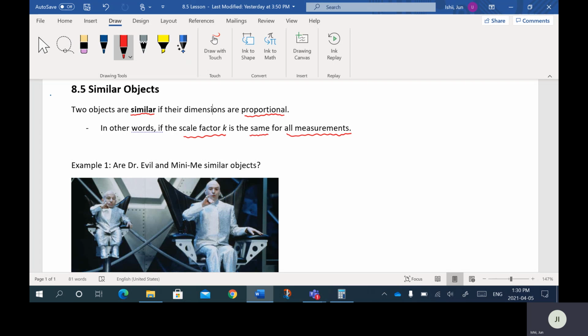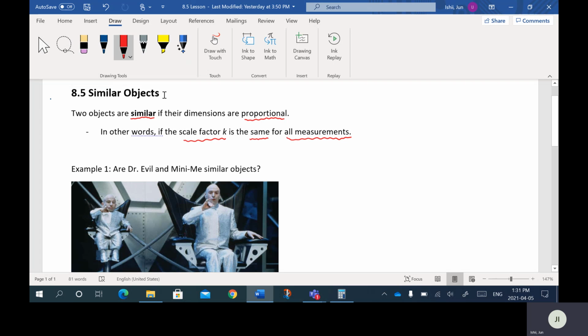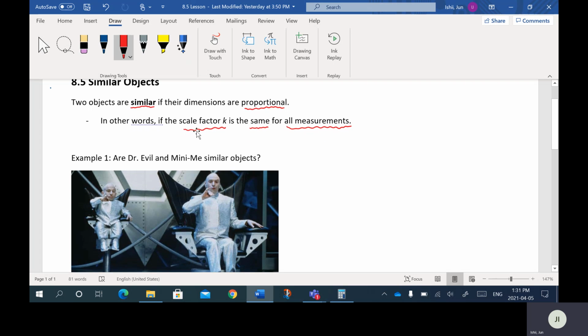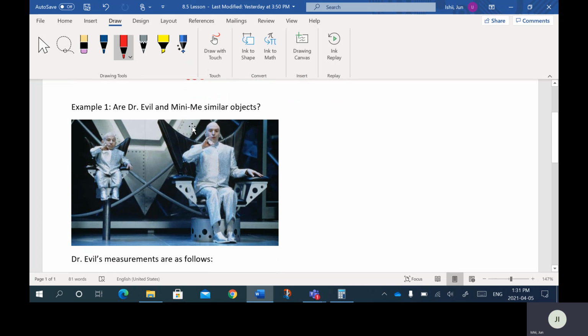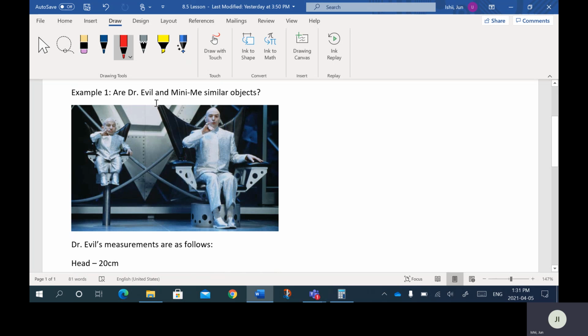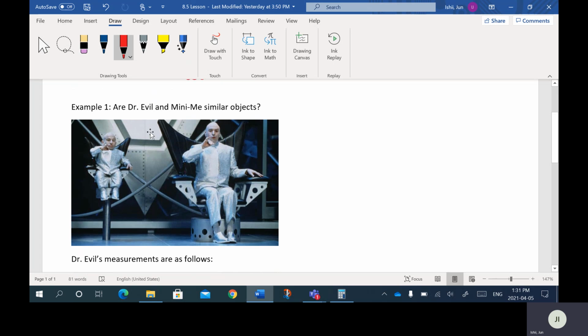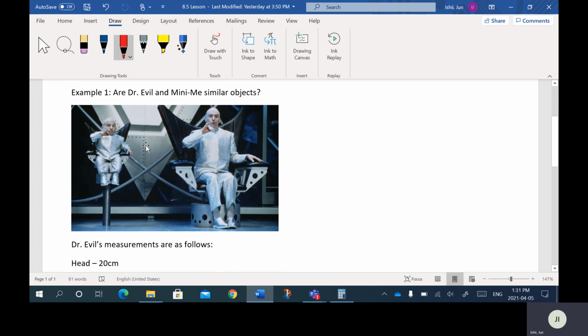All right. So the most classic example I could think of as similar objects would be Dr. Evil and Mini-Me. This is from the movie Austin Powers, which was very popular when I was growing up. Side note, if you haven't watched the movie, maybe watch it. It's pretty funny stuff.